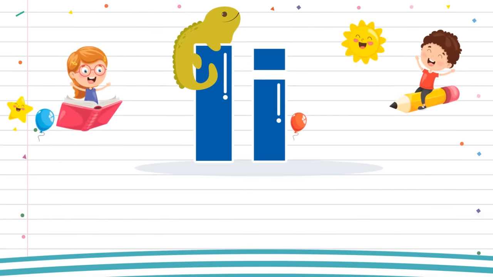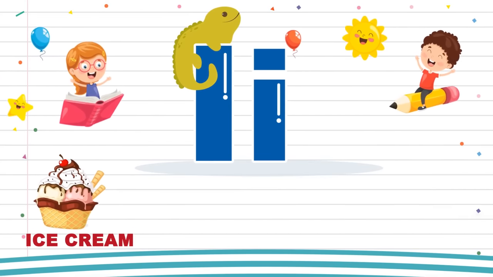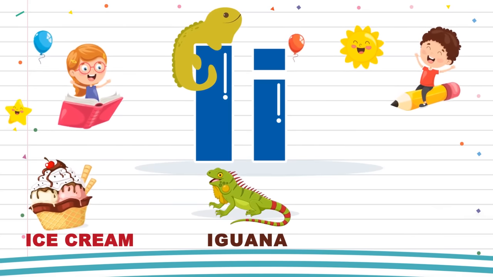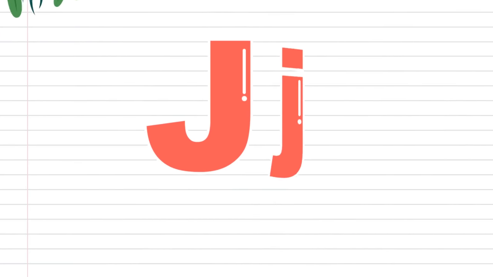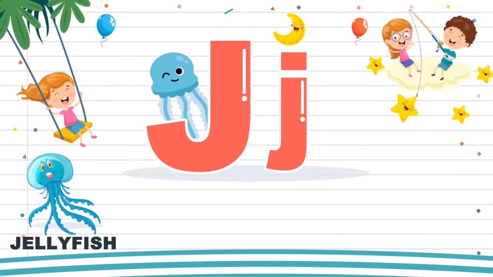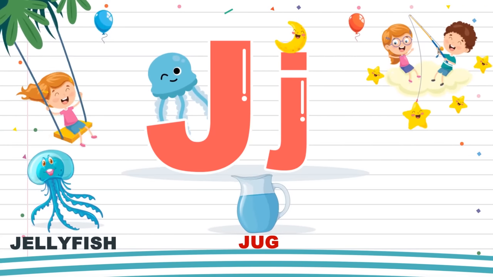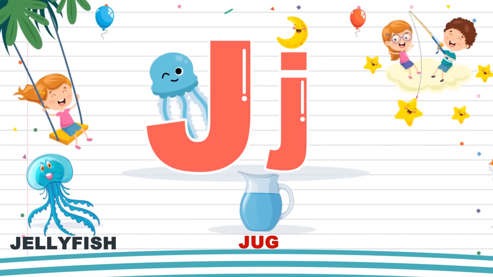Wow. I is for ice cream. I is for iguana. I is for igloo. Wow. J is for jellyfish. J is for jug. J is for jackal.